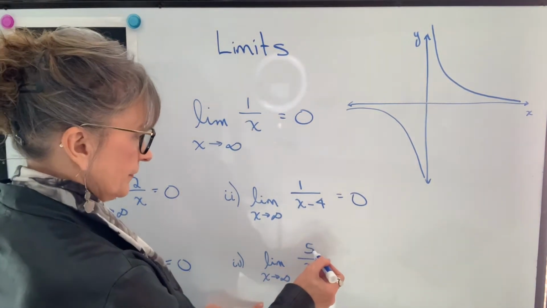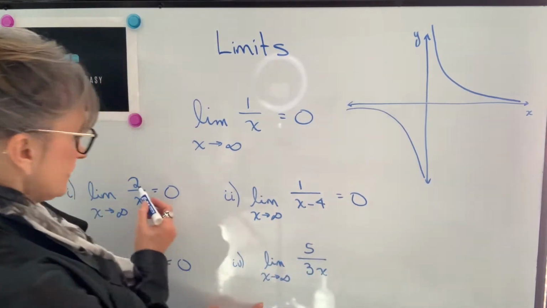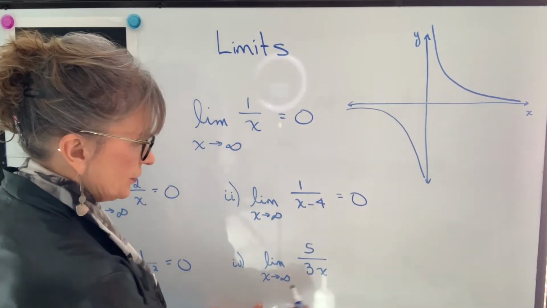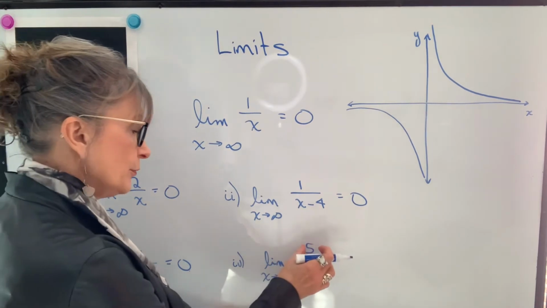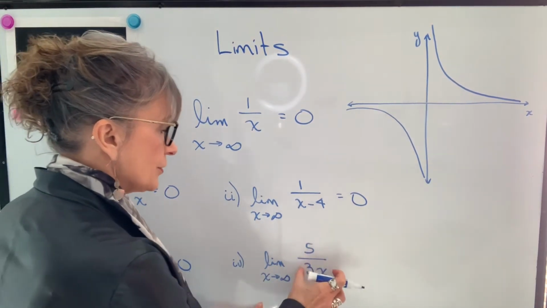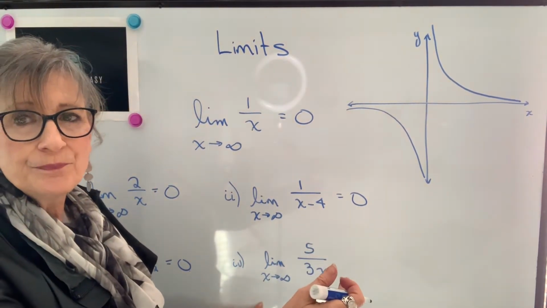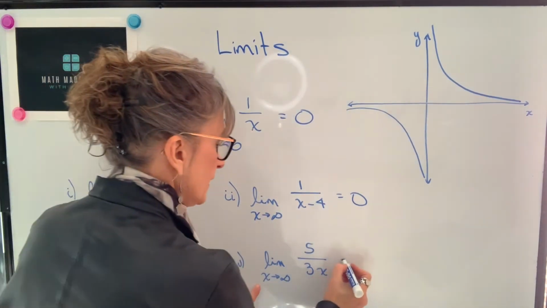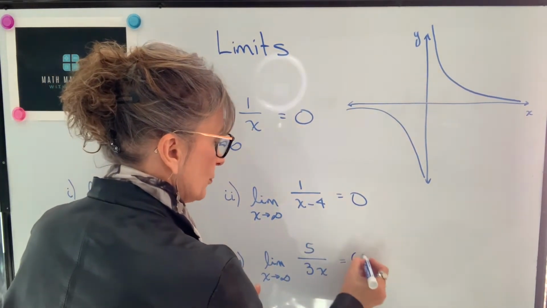When you have a constant in the numerator, it doesn't affect it. If you have a coefficient in the denominator, it doesn't affect it. Our numerator stays a constant value of 5. Our denominator gets larger and larger and larger. So as x approaches infinity, 5 over 3x will approach 0.